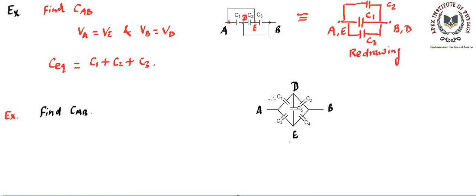Whenever you find this kind of combination, this particular combination is known as a Wheatstone bridge. So that's known as Wheatstone bridge. This Wheatstone bridge is going to be of two types. Either it will be balanced or it will be unbalanced.